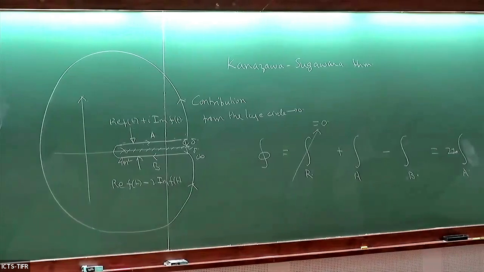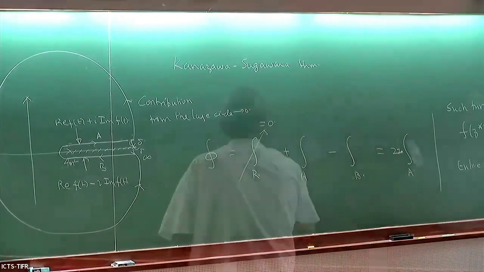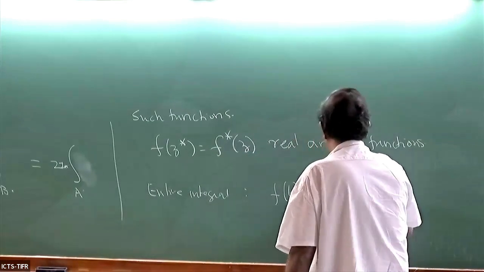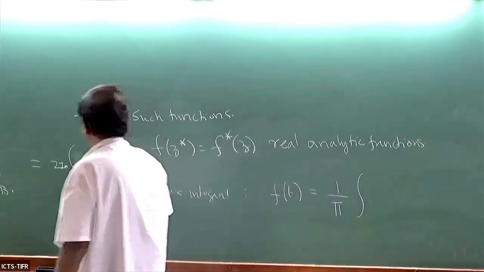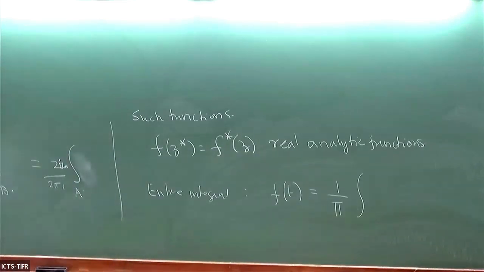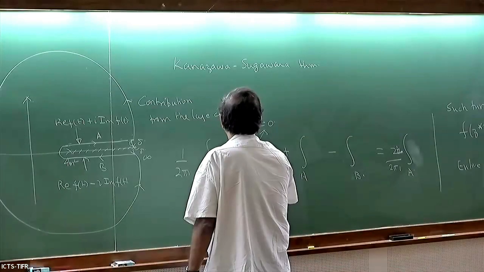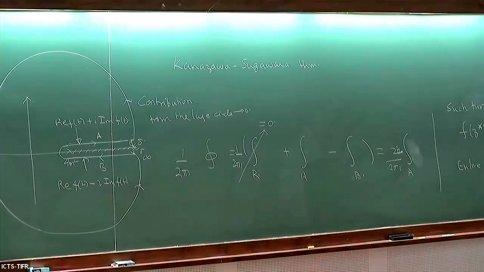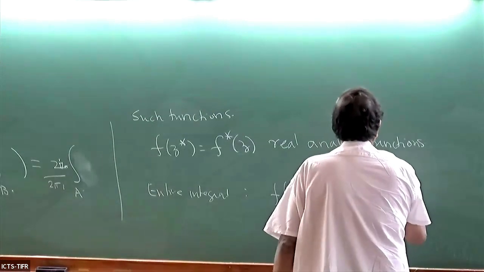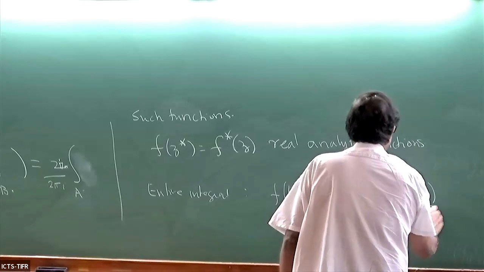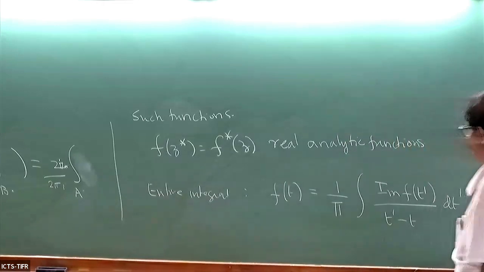So the entire integral now will be such that f of t is equal to 1 by pi. The 2 is gone, times 2i times imaginary part divided by 2 pi i, open and close these brackets like so. So this is equal to imaginary part of f of t prime divided by t prime minus t, okay?